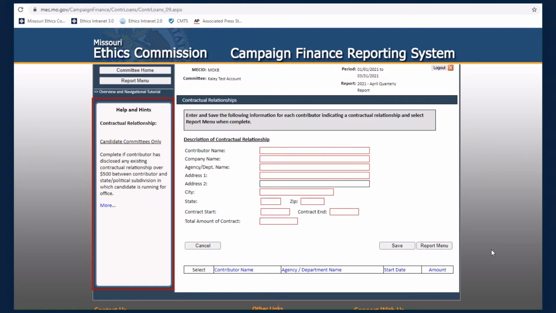If your committee did not receive any contributions from an individual with a contractual relationship between themselves or the state or political subdivision in which you are seeking office, you do not need to complete this form.